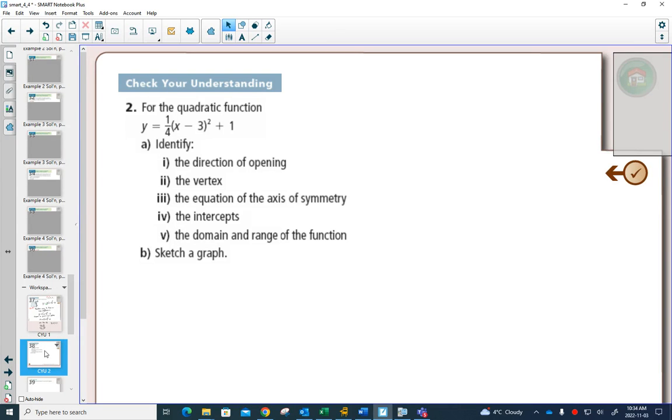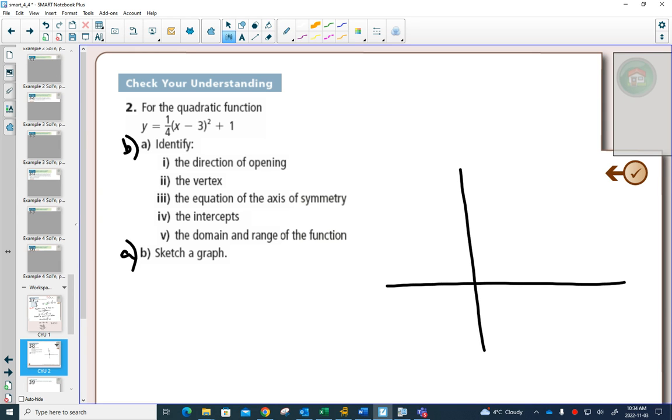Now technically I think I would do this as B and this as A. Because if we sketch the graph first, it's going to be really easy to see from our sketch: is it opening up or down? What the vertex is. So I think it is more helpful to start with the graph. Now when we start with the graph, the very first point we're going to grab is our vertex.